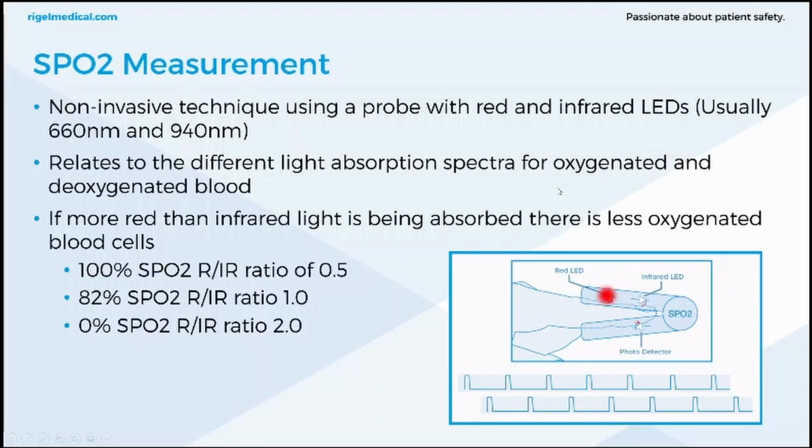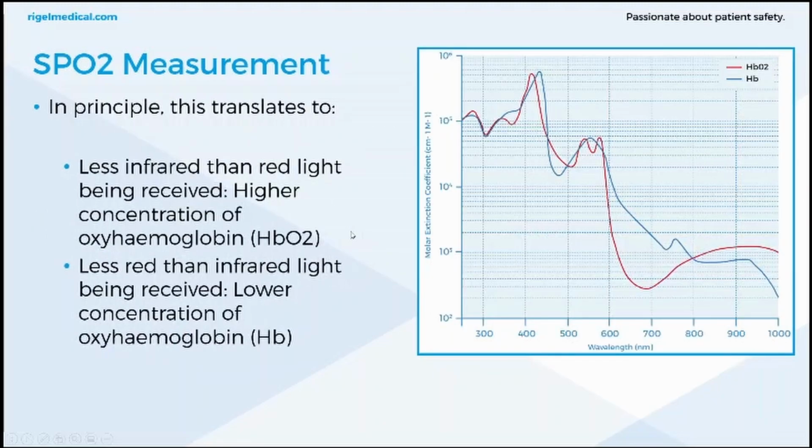If more red than infrared light is being absorbed, there is less oxygenated blood cells. 100% SpO2, red over infrared ratio of 0.5, 82% SpO2, there's a red over infrared ratio of 1.0, and a 0% SpO2 ratio of 2. Now, why does more red than infrared light get absorbed when there's less oxygenated blood?